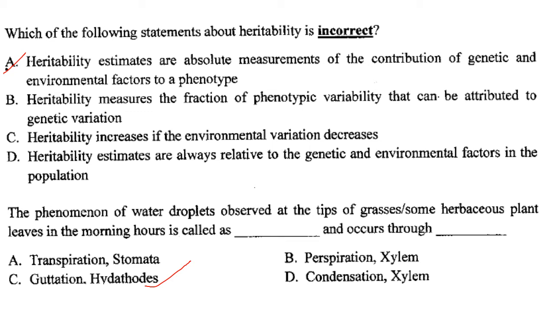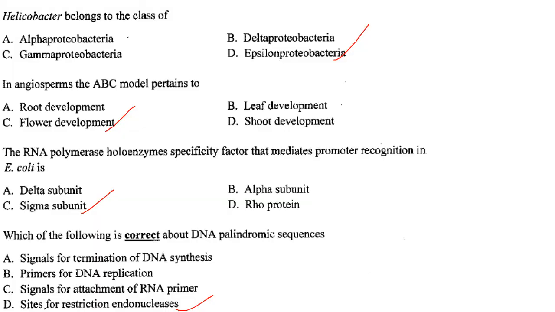The next one. The phenomenon of water droplets observed at the tip of grasses or some herbaceous plant leaves in the morning hours is called dash and occurs through dash. So this is a repeated question. The answer is it is called guttation and occurs through hydathodes. Answer is option C.